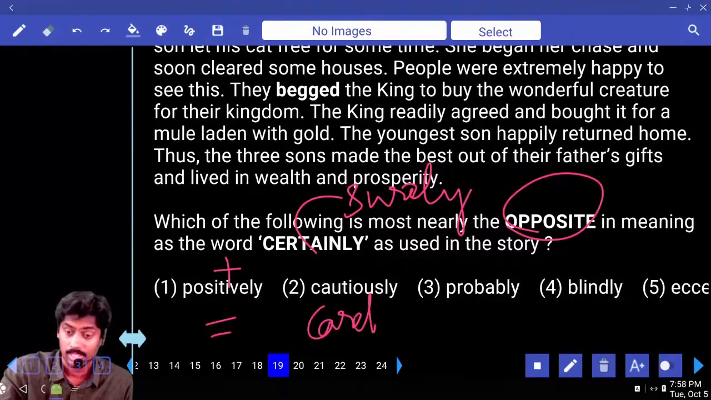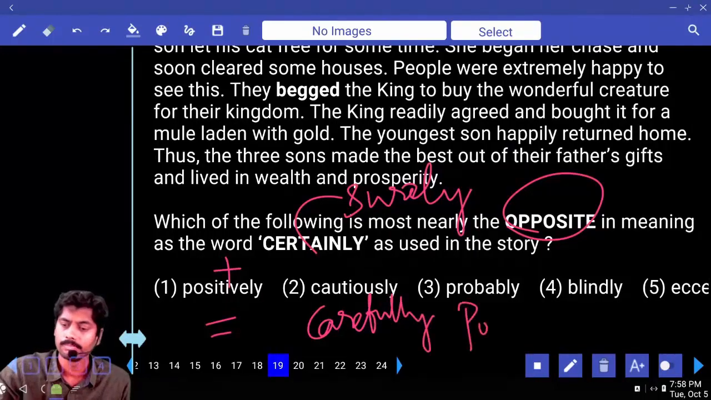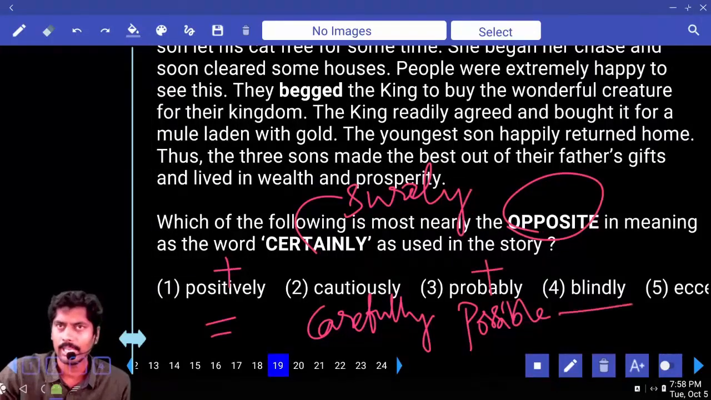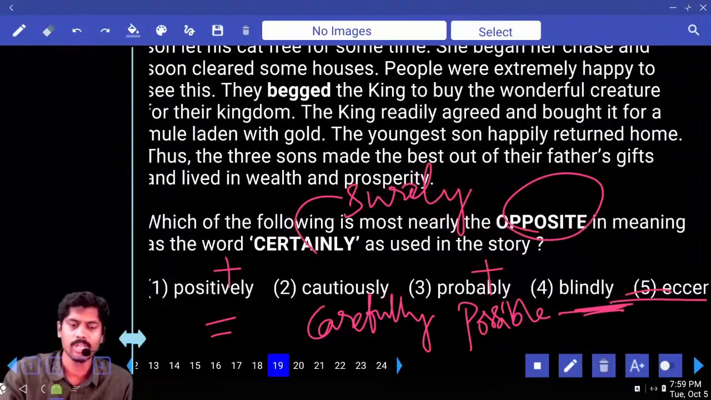Cautiously, carefully. Probably means possibly. Chances are there, bit positive. Blindly, not related to the given context. And last one, eccentric. Do you know eccentric?